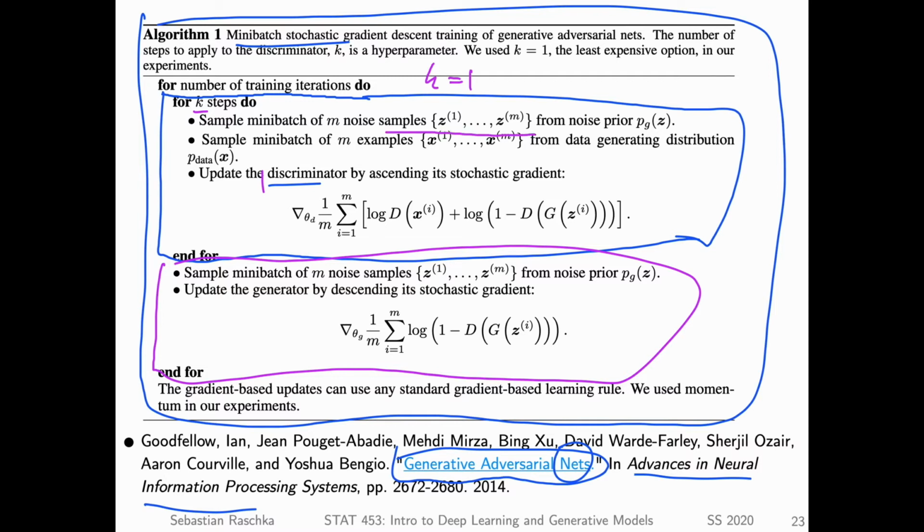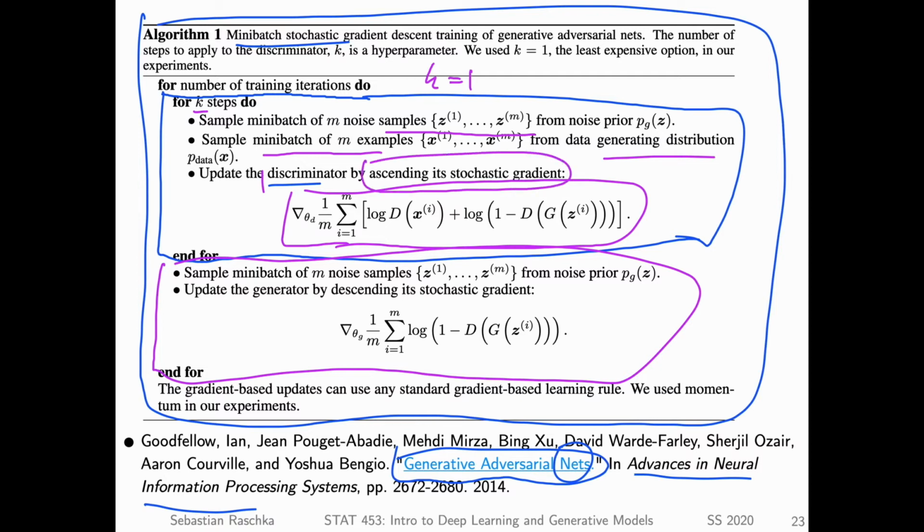These are the random vectors we draw from a standard normal distribution or a uniform distribution. We also sample a mini-batch from the original training set. Here, data generating distribution means the training set. And we update the discriminator by running stochastic gradient ascent. This is ascent, which means we maximize something here. We maximize this term we previously talked about.